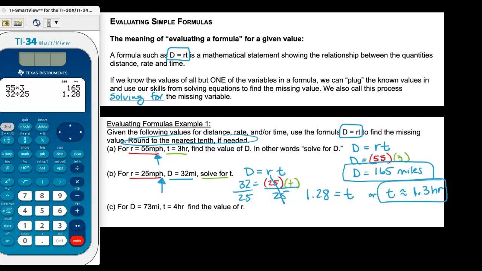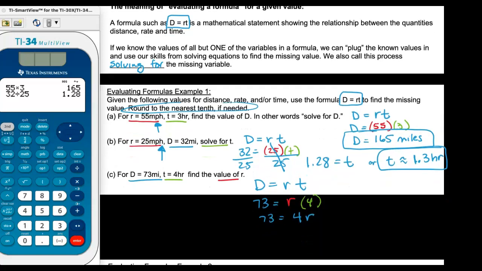And then for C, I do the same thing. So distance equals rate times time. The distance given is 73. Time is 4 hours. And then the rate, we don't know. So I just write down R. And this is similar to the one above, although notice that the number is to the right of the variable. If you want to rewrite this as 73 equals 4R, you can. Oftentimes in math, we have the coefficient of the variable, the number, come before the variable, but it doesn't matter. You could have left it the other way too.